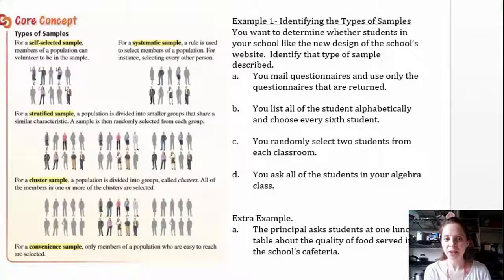For a cluster sample, a population is divided into groups called clusters. All of the members in one or more of the clusters are selected. For a convenience sample, only members of a population who are easy to reach are selected.